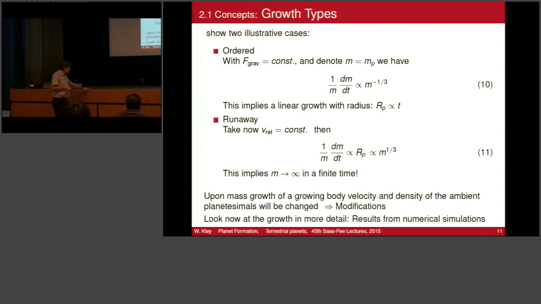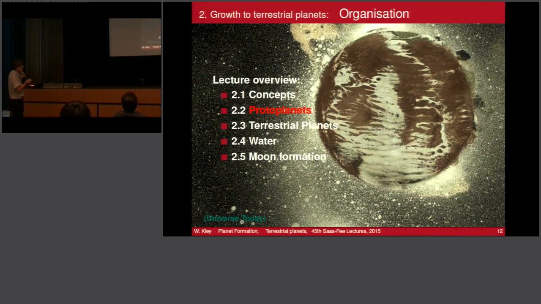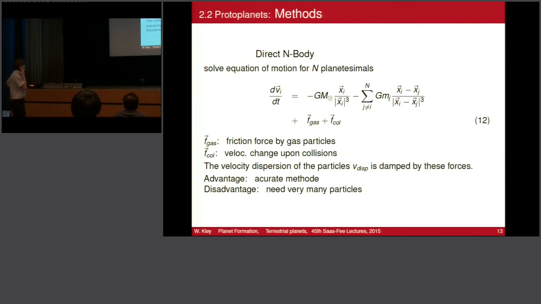So this comes to section 2.2. We want to grow now from our little planetesimals to protoplanets. Okay. There are two basic methods here. There's the direct method, which is this one. Then you just start out with your initial objects, initial planetesimals.